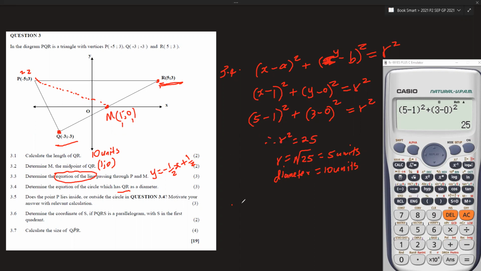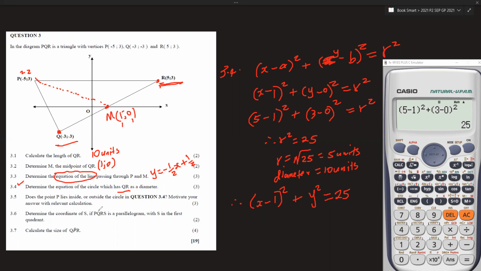So now we're going to write our circle equation. Therefore, here, I have x minus 1 squared plus y squared. Because there's a 0 there, I'm not going to write it. Equals to my r squared is 25. Then we're done with the circle equation.